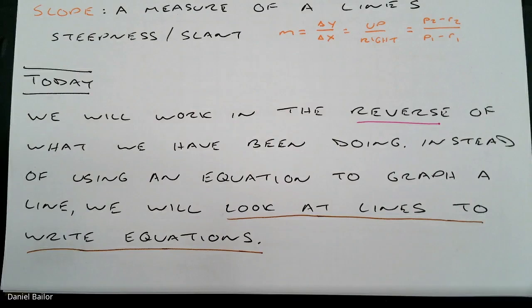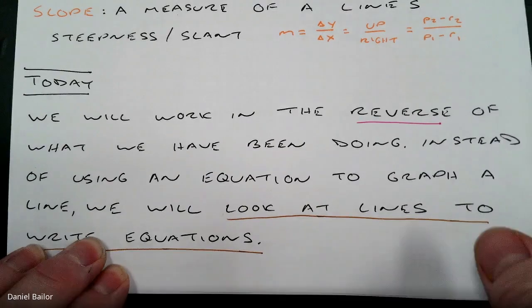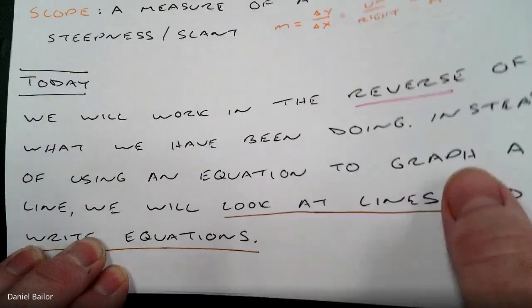So very important skills to be able to look at a graph and figure out what the equation is for that graph. And the key to this work today is really slope-intercept form. We're really going to focus on slope-intercept form today because that is the easiest way to change a graph into an equation. But let's look at some examples. I'll do a couple examples with you just to show you how we do this in reverse.